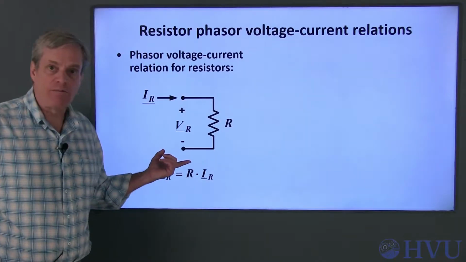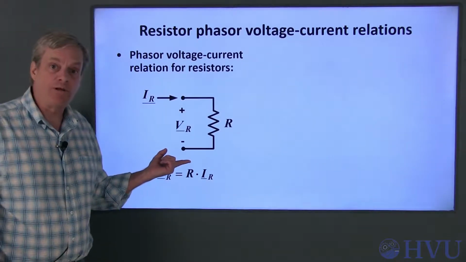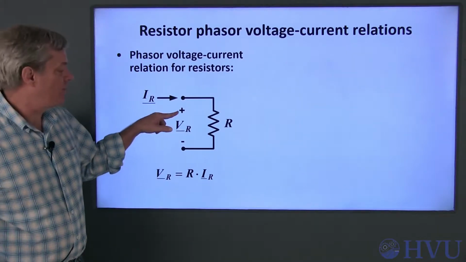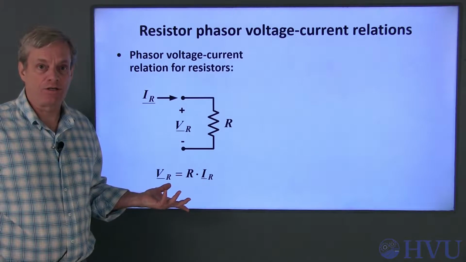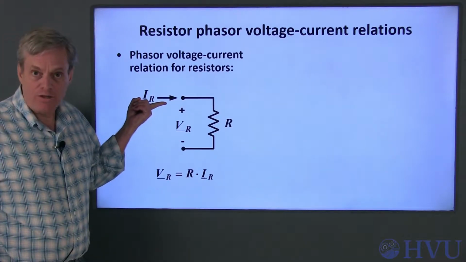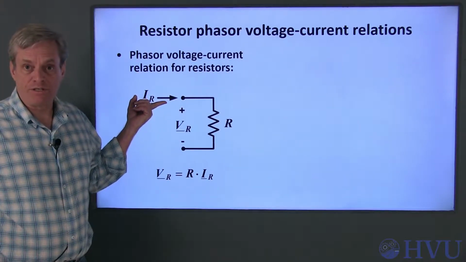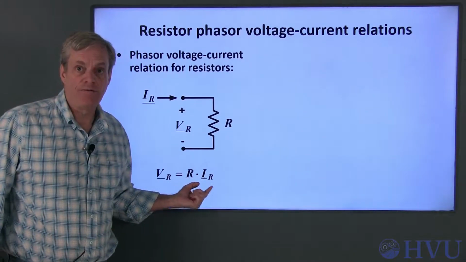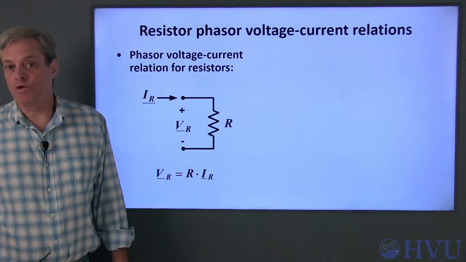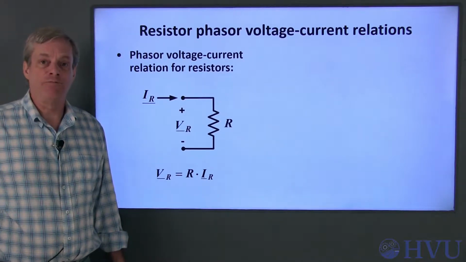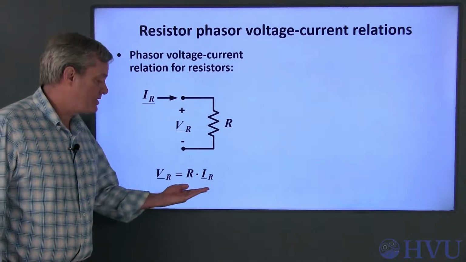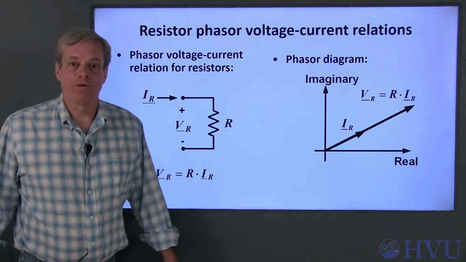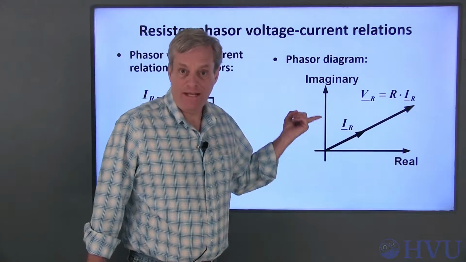This is a schematic representation of a resistor in the frequency domain. The resistor has a phasor, V_R underscore, representing the voltage difference across the resistor, and a phasor I_R underscore, representing the current through the resistor. The voltage phasor is equal to the resistance times the current phasor. As with the time domain version of Ohm's law, the frequency domain IV characteristic for a resistor is an algebraic expression. The phasor diagram showing a resistor's voltage and current looks like this.